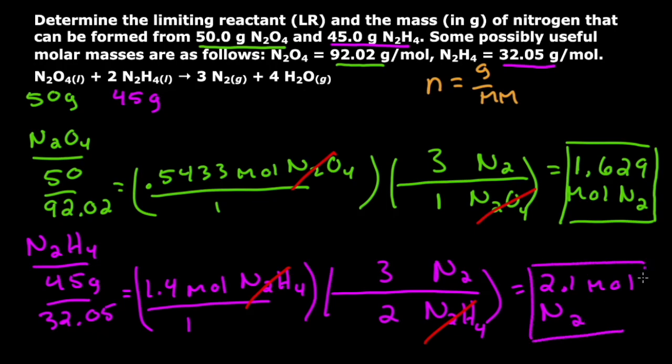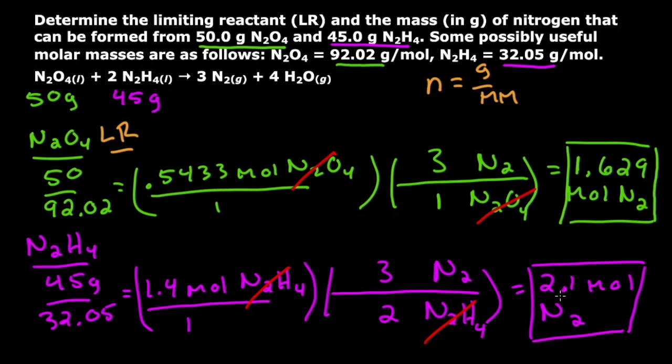And when I do that, I'm going to get 2.1, and that'll be moles of N2. And so I have these 2 different amounts, and I'm going to compare these 2. I have this one right here, and then I have this one right here. And because this one right here is going to be smaller, this will be the limiting reactant. So I'm going to put limiting reactant. So the limiting reactant will be the N2O4.